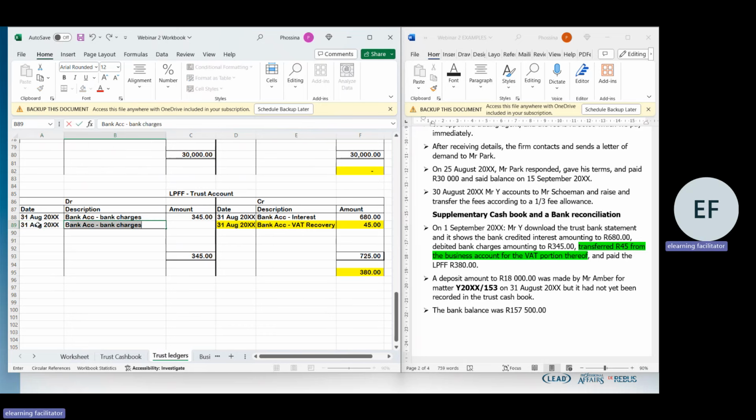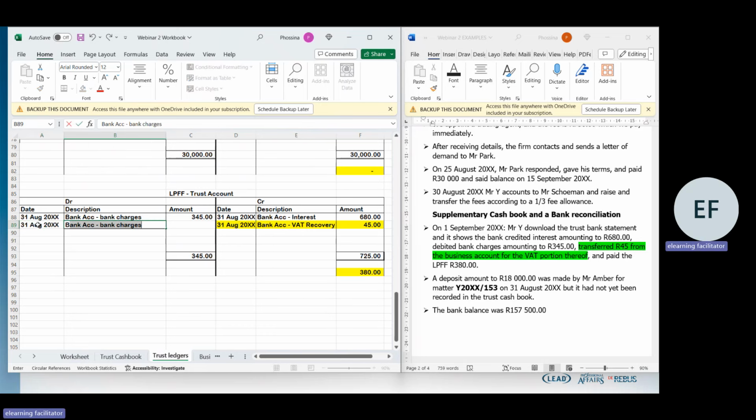It's Y20XX/153. So anything that is not in our cash book, which is not an error, a bank error, we record it as part of our bank record. If you can read through the study guide, it will guide you on what to record. So in our case, we will record anything that is on the bank statement and not in our cash book, which is not an error. But if it's an error, we put it in the reconciliation statement so that we can reconcile it.